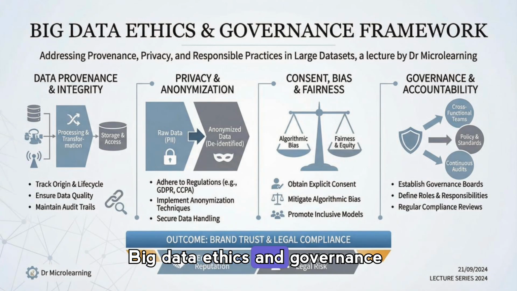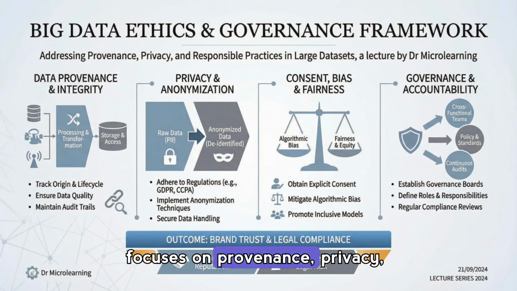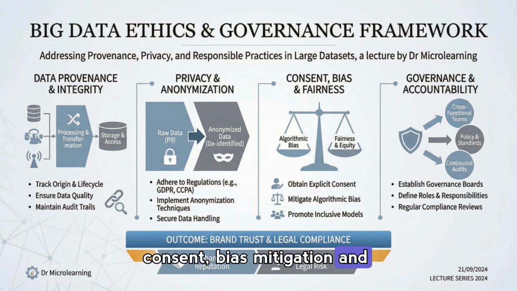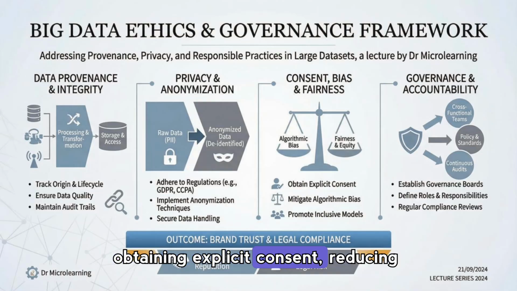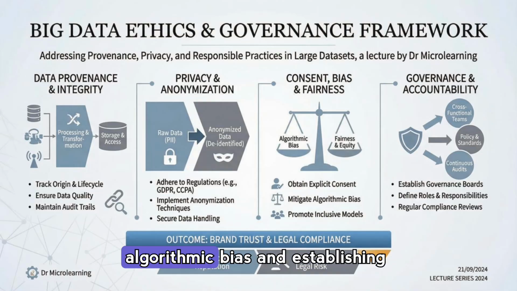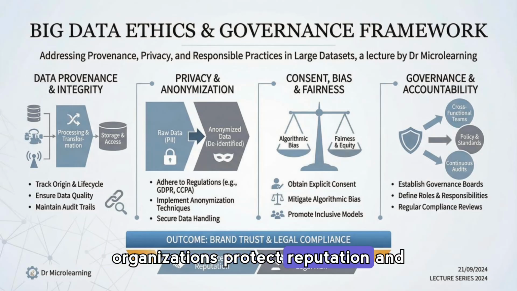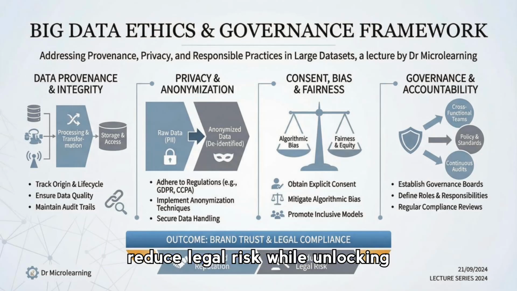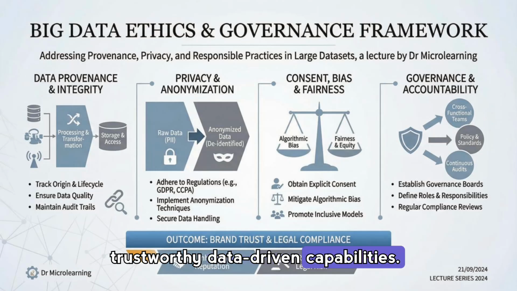Big data ethics and governance focuses on provenance, privacy, consent, bias, mitigation, and accountability, explaining how tracking data origin and applying anonymization techniques support compliance. The slide stresses obtaining explicit consent, reducing algorithmic bias, and establishing governance bodies and audits so organizations protect reputation and reduce legal risk, while unlocking trustworthy data-driven capabilities.